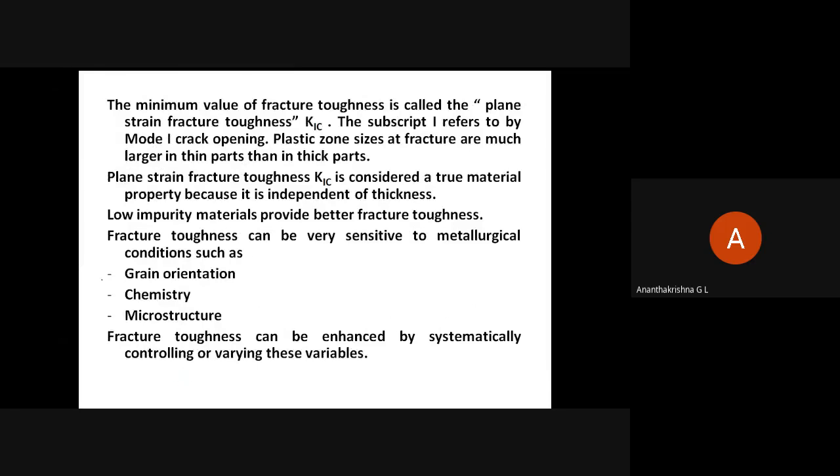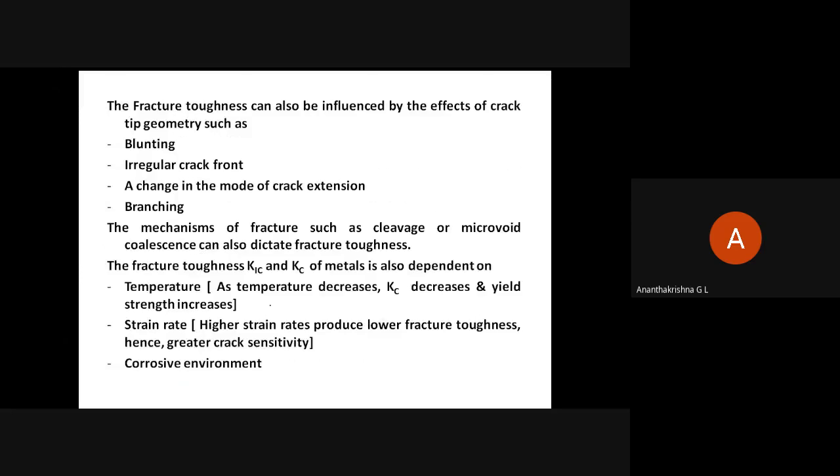And then fracture toughness can be very sensitive. So fracture toughness depends upon various parameters such as grain orientation, chemistry, microstructure. Then we learned it depends on blunting, irregular crack front, change in mode of crack extension, or branching. Again, fracture toughness depends upon temperature, strain rate, and corrosive environment. So totally 3 plus 3 plus 4, 6 factors will influence the fracture toughness of the material. This is what we learned.